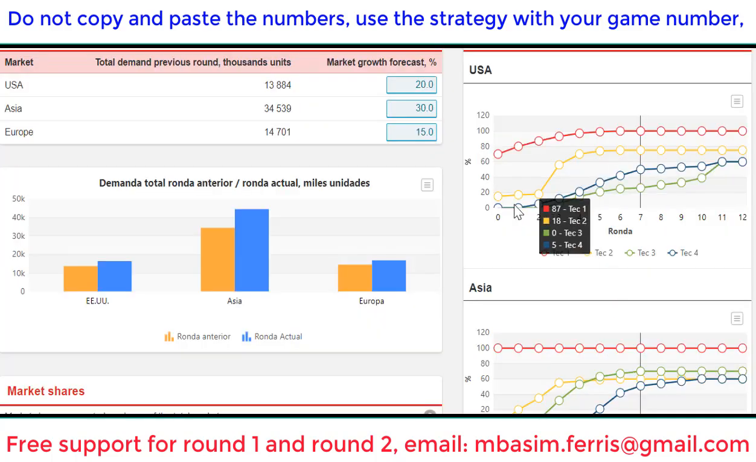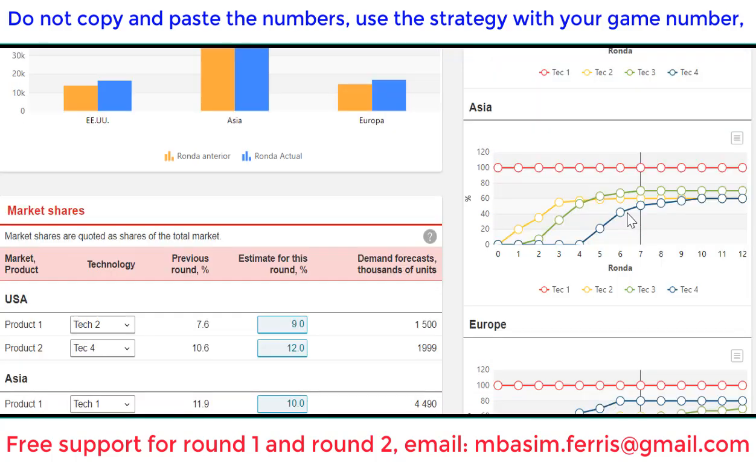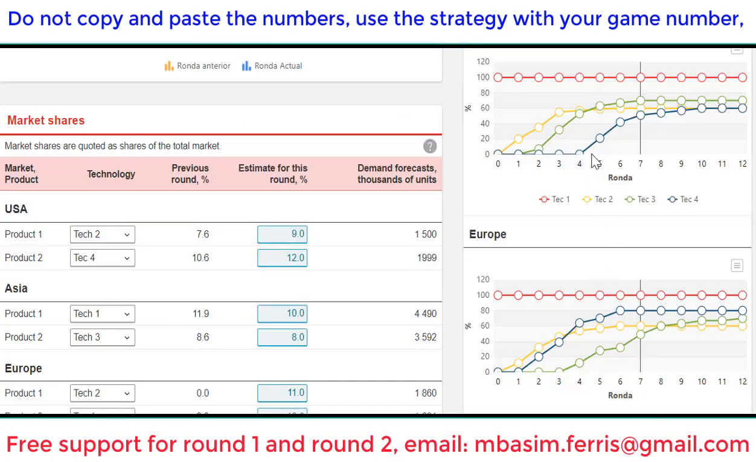So you can see here in round 1 and round 2, Tech 1 and Tech 2 have very high demand, but from round 3 Tech 4 is going up in the USA market. And in here, round 1 and round 2, you see Tech 1 and Tech 2 have high demand, but from round 4 Tech 3 is going up, right? And Tech 3 has higher demand than even Tech 2 after round 4, and Tech 4 is going up.